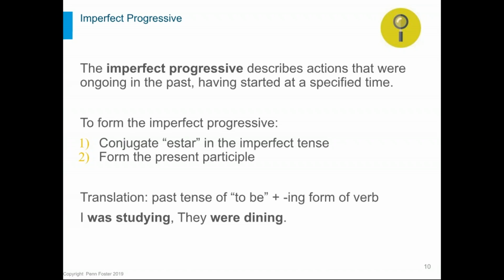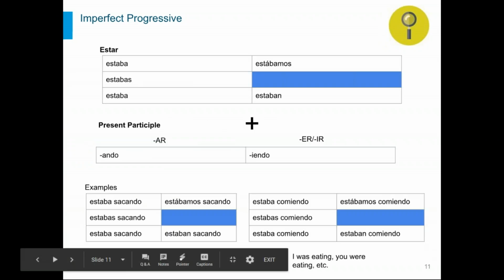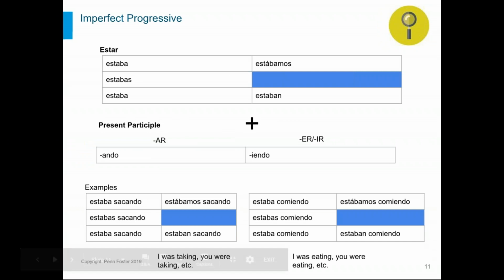Okay, and if you notice the difference in comparing the example sentences, for present progressive, it was something like I am studying, but here I was studying. Present progressive would have been they are dining. Imperfect progressive, they were dining at some point in the past, not ongoing right now. So, similar to present progressive, the previous two rules still apply. The difference being here now the conjugation of estar is in the imperfect tense, the estaba, estabas, and so on and so forth. Estaba meaning I was, estabas you were.